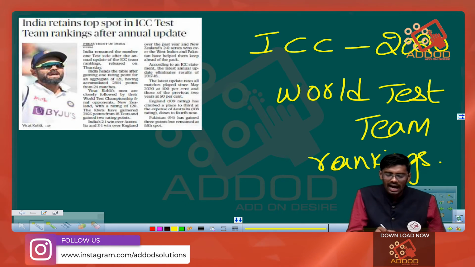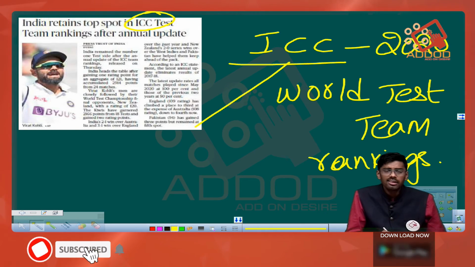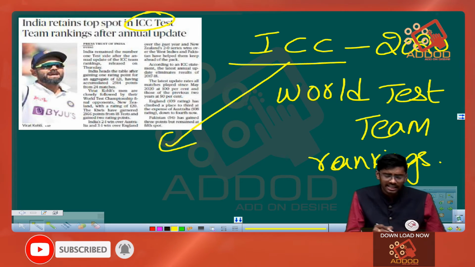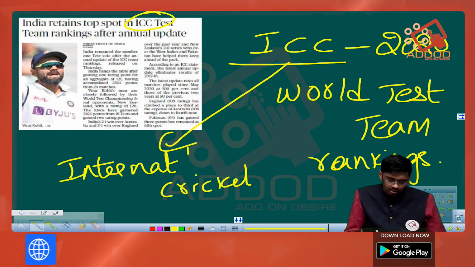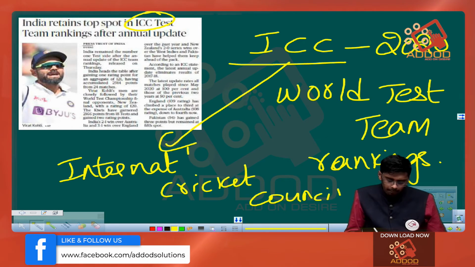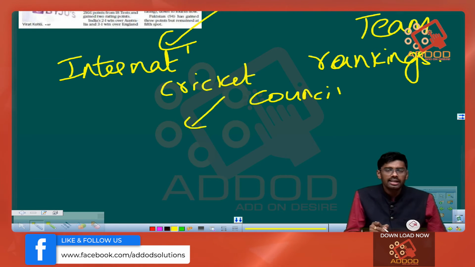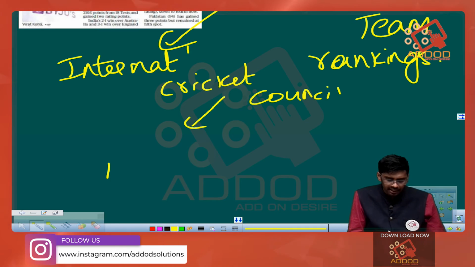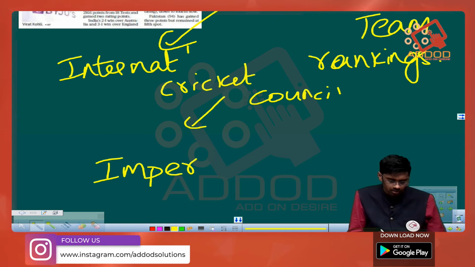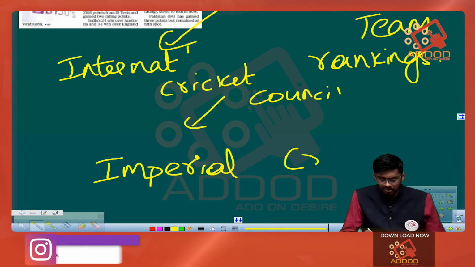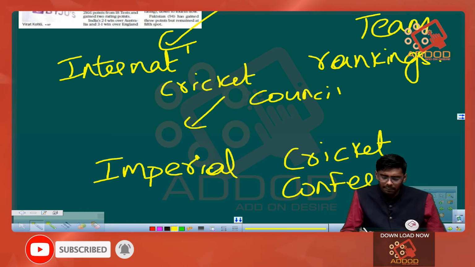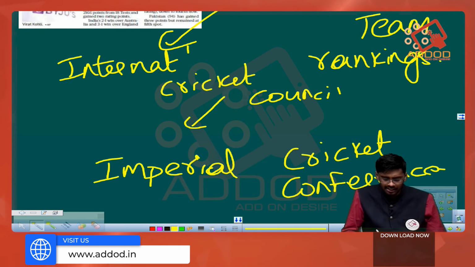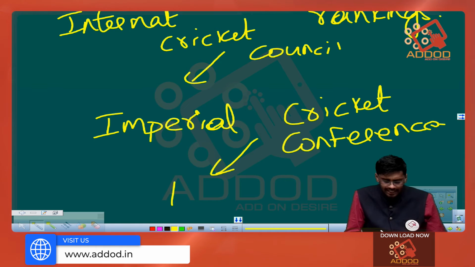Now we'll see about the ICC. ICC stands for International Cricket Council. But earlier this International Cricket Council was called the Imperial Cricket Conference. And this Imperial Cricket Conference was set up way back in 1909.